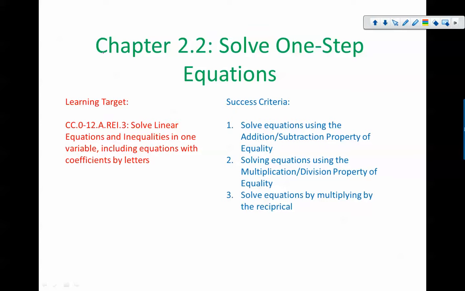This is chapter 2.2, where we are going to review and introduce how to solve a one-step equation. By the end of this video, we should be able to solve equations using the addition-subtraction property of equality. We should be able to solve equations using the multiplication-division property of equality. And we should be able to solve equations by multiplying by the reciprocal.